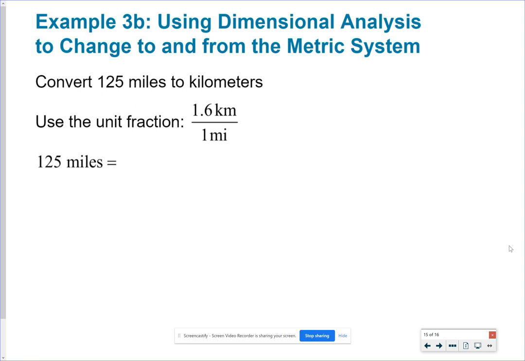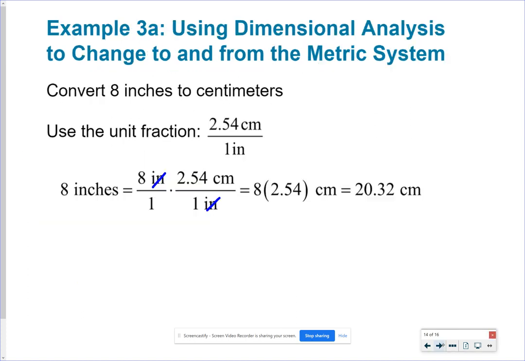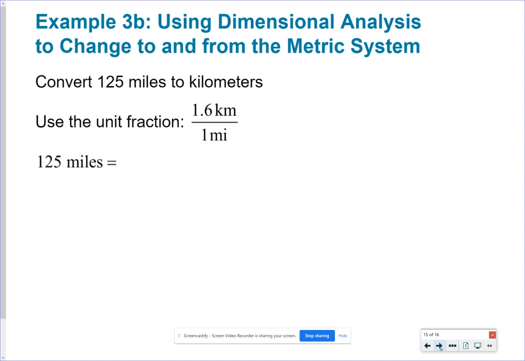Example 3b, using dimensional analysis to change to and from the metric system. Oh, so we're still converting. This time we're going to convert from miles to kilometers. They told us what unit fraction to use. That was nice. But if we don't remember, or if we don't have that, we can go back to this table and we can find it. 1 mile is approximately 1.6 kilometers. So that's where that fraction came from.